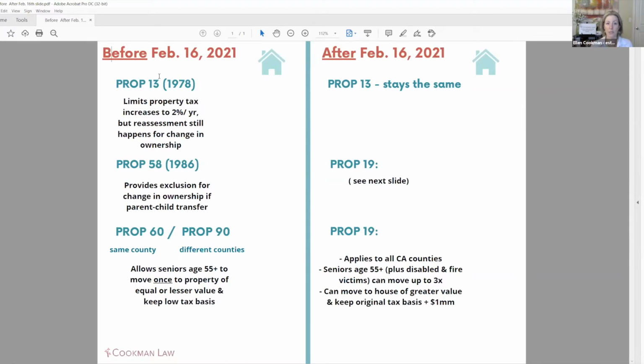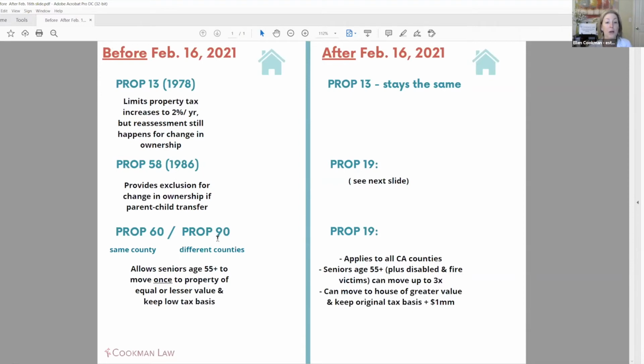Property taxes are still limited to increases of just 2% a year, and there's a reassessment when there's a change in ownership. But one thing that really changed is Proposition 58 and how that's applied. The parent to child exclusion changed dramatically, all right? And I'm going to talk about that in just a second. So hold on to that thought, okay?